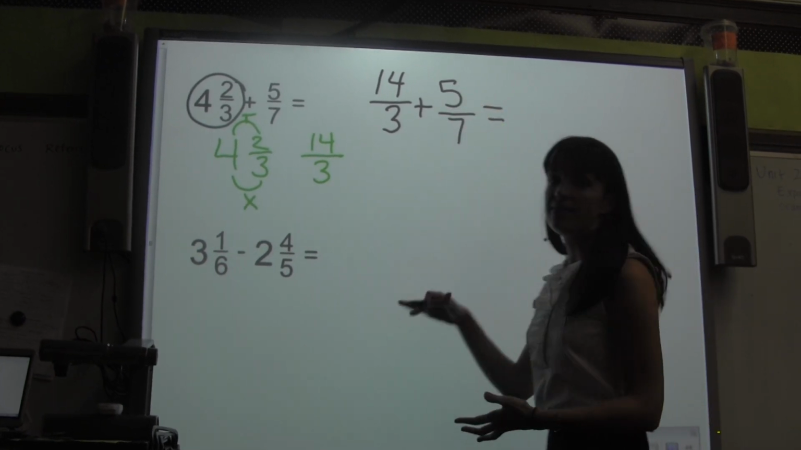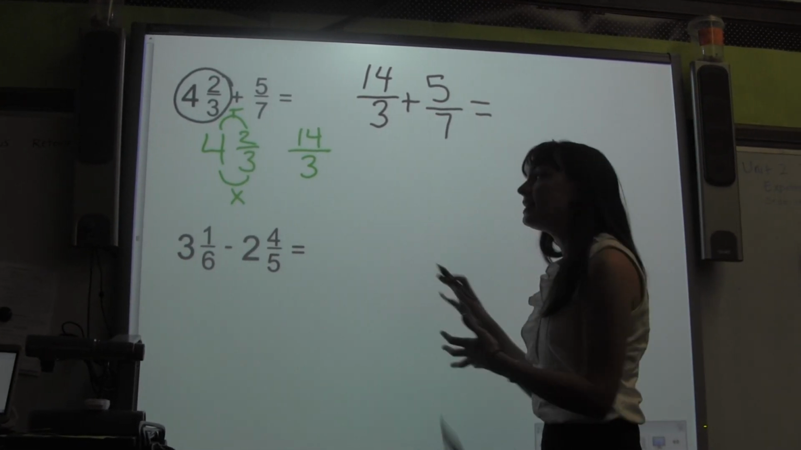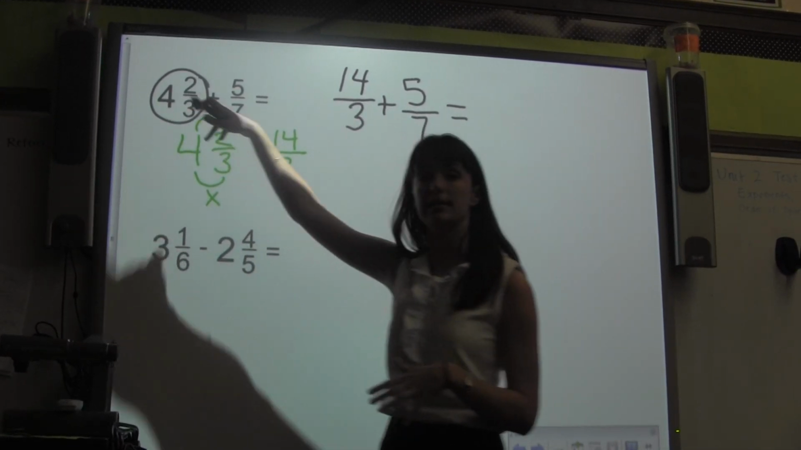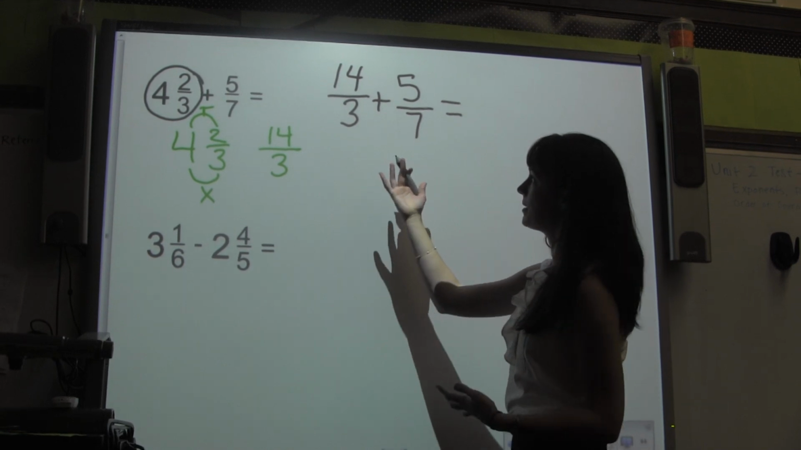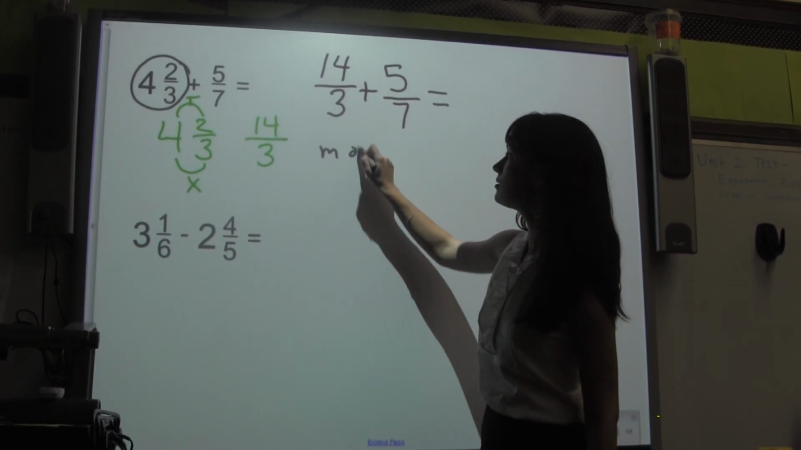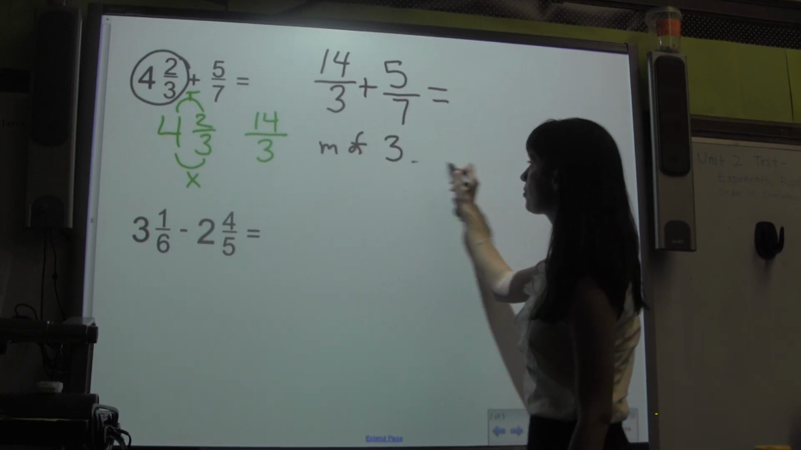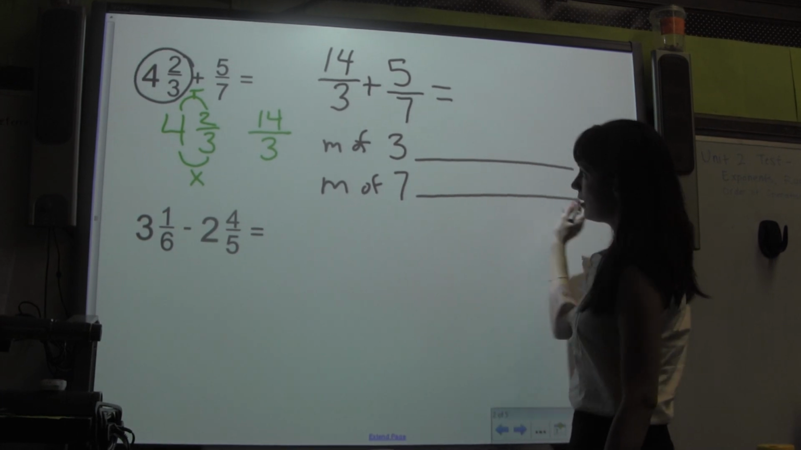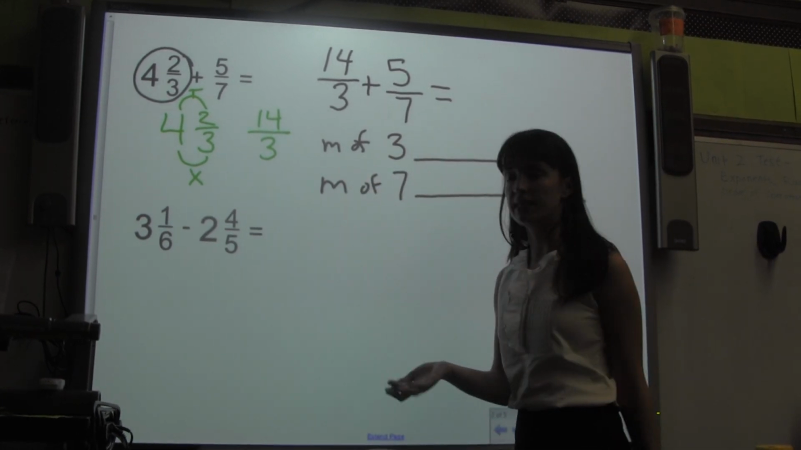So now I'm going to add these exactly the same way as I added the fractions on the last one, because now there's no whole number that I need to worry about. It looks exactly the same as it did before. So I'm going to go through my steps. I'm going to first list my multiples of my denominators, my multiples of 3 and my multiples of 7. And that'll allow me to find the common denominator.